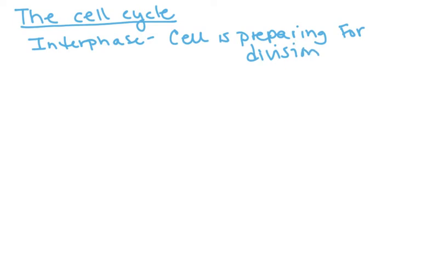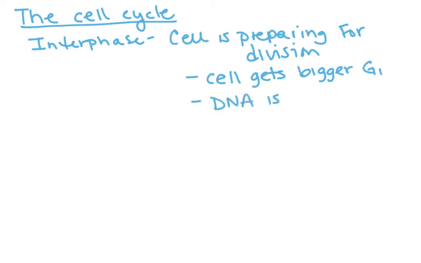And the way that it prepares for division is that the cell gets bigger. And this is actually called G1. It's a subphase of interphase. Then DNA is copied. And this is called S, or synthesis phase. And then last minute cell prep before it goes through its division. And that's called G2. So interphase actually has 3 mini phases inside of it. That's the first step of the cell cycle.